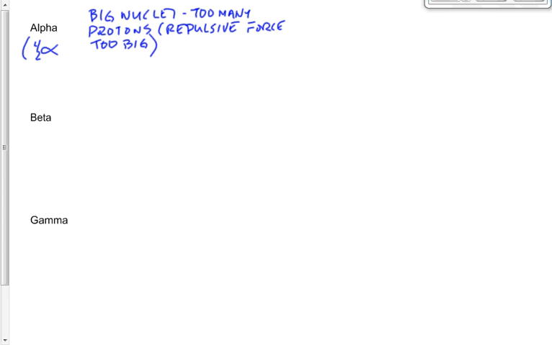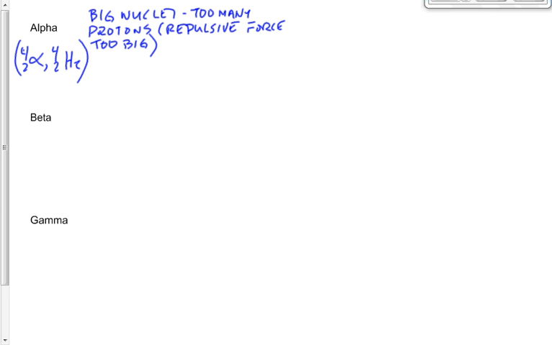So what do we do in that case? We give off an alpha particle. The nucleus gives off an alpha particle. And an alpha particle, really all it is, is a helium nucleus. It's got 2 protons, 2 neutrons. So now you still have a big nucleus, but it's a little bit smaller than it was before because this chunk of the nucleus is gone. This alpha particle, this helium nucleus, has gone somewhere else.